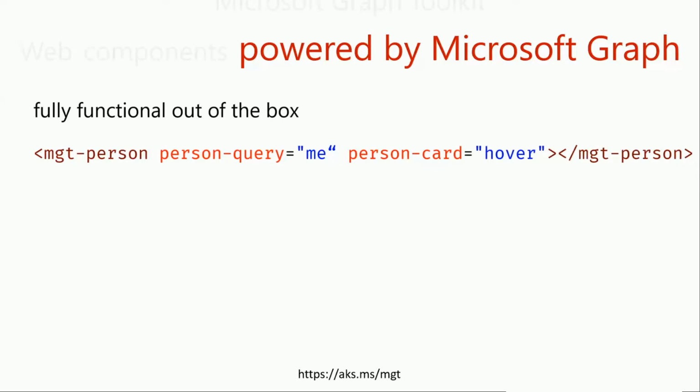For example, if you use the person component, it can fetch the person details for anybody that you want to query. For example, here I'm querying the current logged in user using the person query equals me. Or I can say person query equals Jeremy, and it will go to the Microsoft Graph and figure out who Jeremy is that's most relevant to my account and fetch their details and display their details on the page.